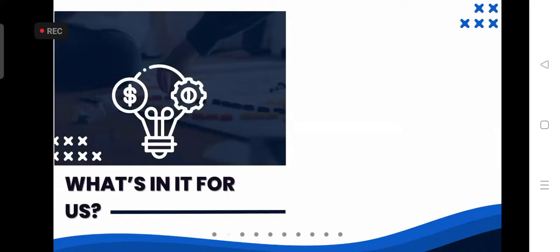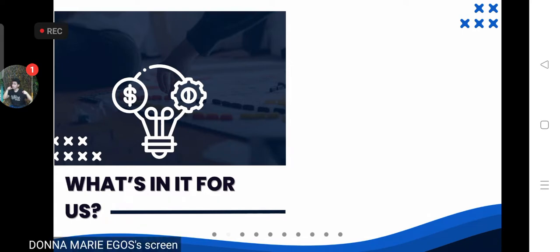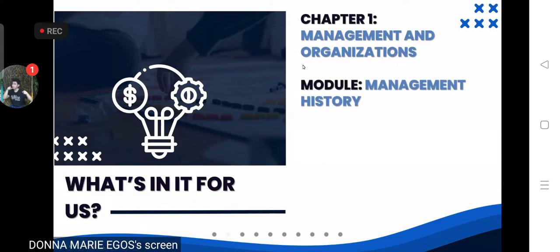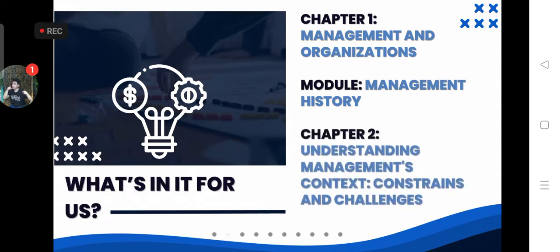So, what are we going to expect, or what are the lessons that we will be tackling in today's discussion? First, we have Chapter 1, Management and Organizations. We also have the Module, the History of Management. And lastly, Chapter 2, Understanding Management's Context, Constraints, and Challenges.